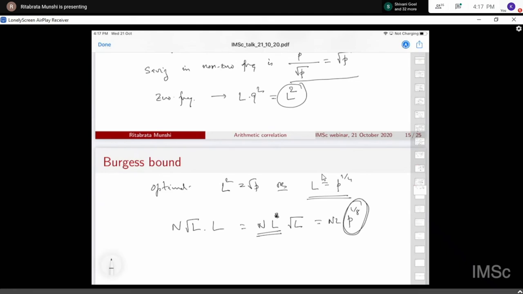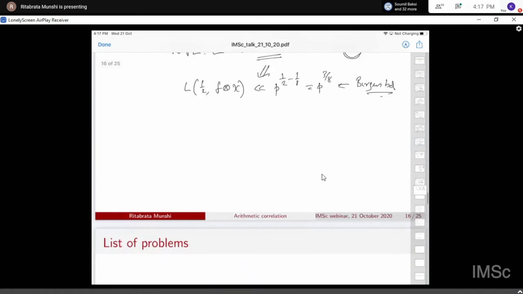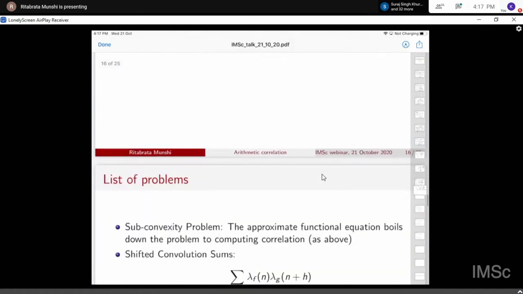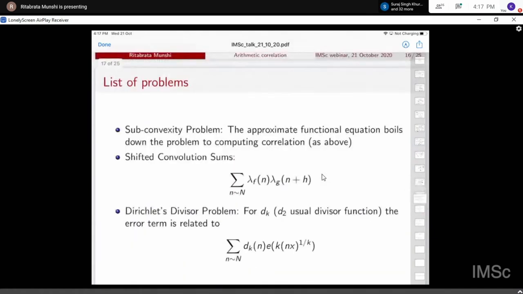Okay, so from here we get that L half F twisted by chi is bounded by P to the power 1/2 minus 1/8, which is P to the power 3/8, which is the Burgess bound. Okay, so it's one of the classical bounds that we have. So by applying the template with a little more of a trick, you can actually get very strong results, like classical results that we have.